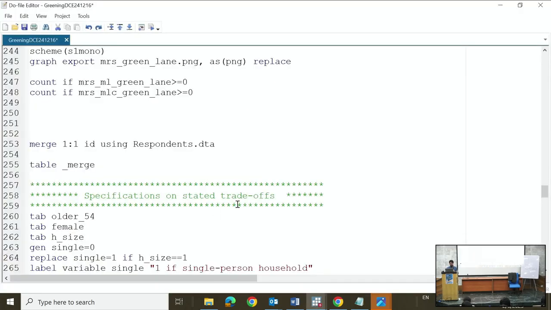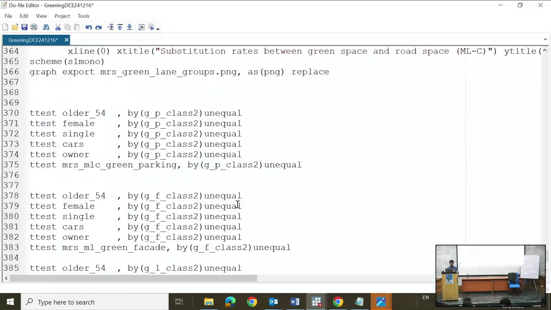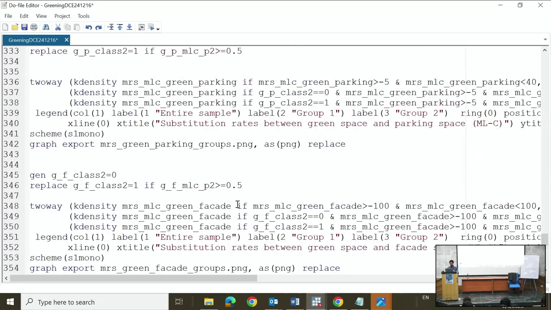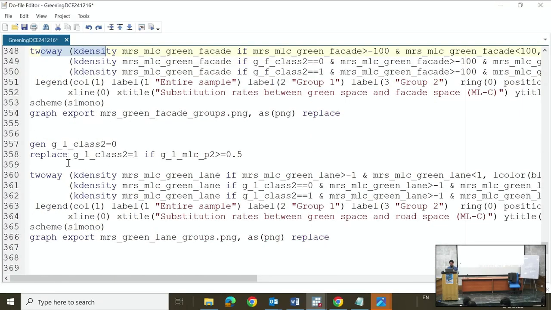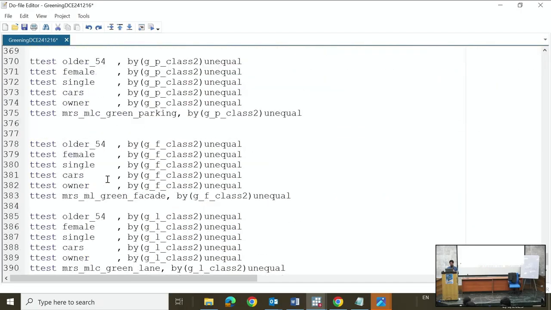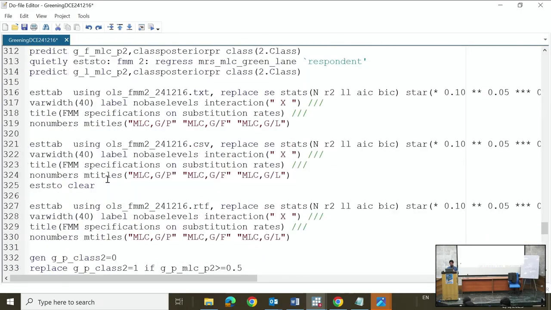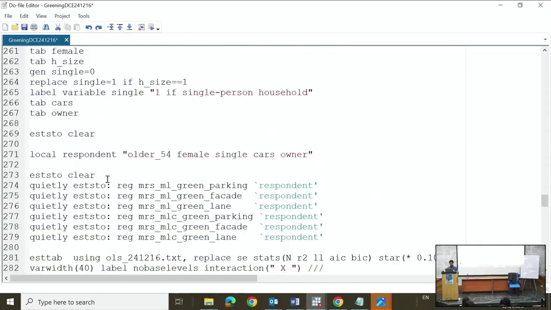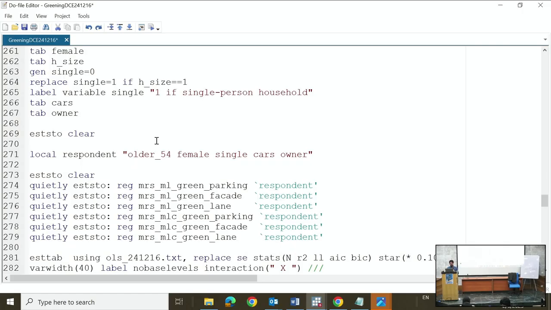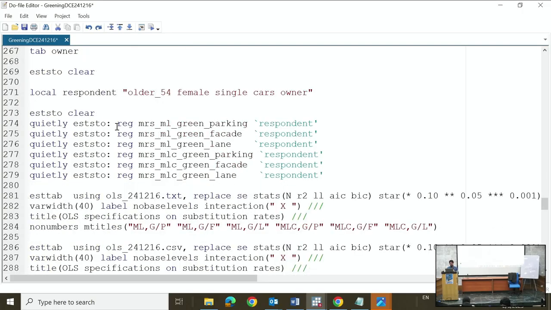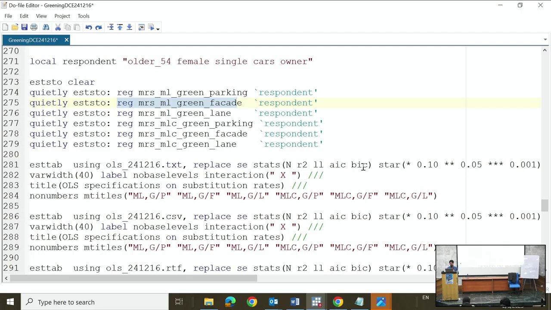Remember, you all have access to this, so go and check it. This is how you run. After I graphed, all these lines are for graphing. Two-way. And then I went and I said, okay, let's run a regression. Here it is. On each one of those marginal rates of substitution, we are going to pay attention to the one between green and facade just for the purpose of focusing.